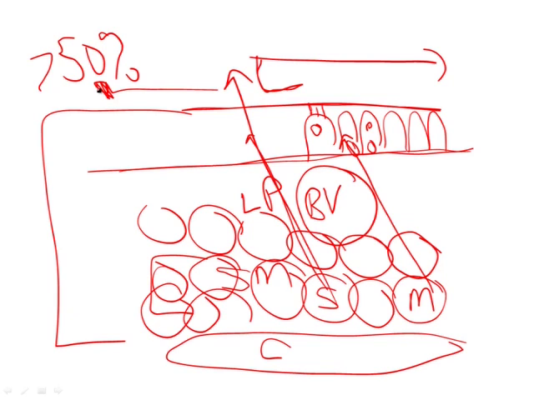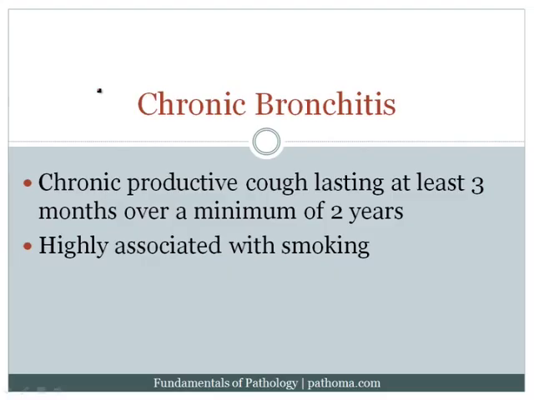With all of that background, now you can understand the disease. So what did I say? I told you that it is highly associated with smoking. That should make sense.